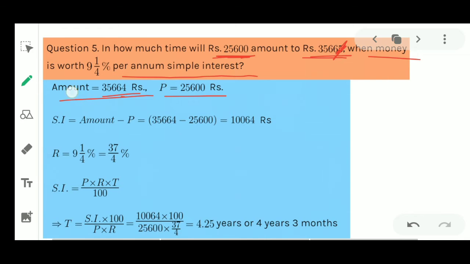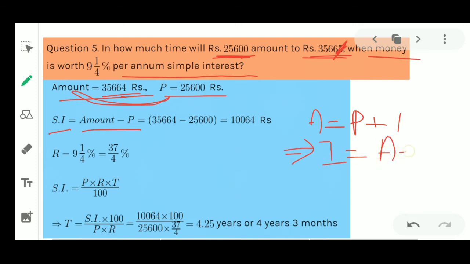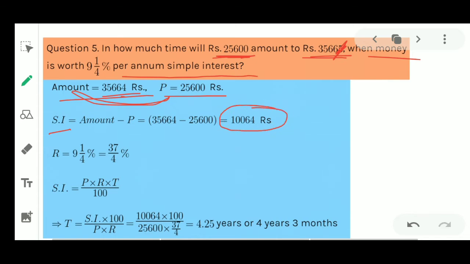So here amount and principal P is given. So SI will be amount minus P, because amount equal to P plus I. So SI equal to A minus P. Clear? So SI equal to amount minus P. Now put the value. Amount is 35,664 minus 25,600. That is equal to 10,064 rupees.